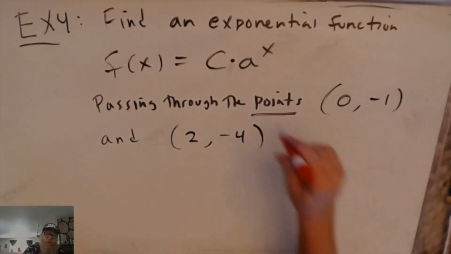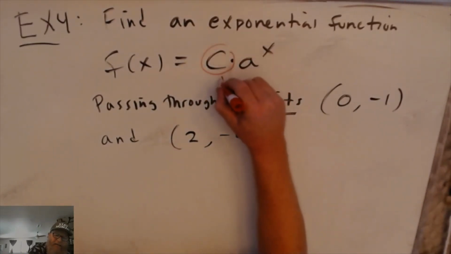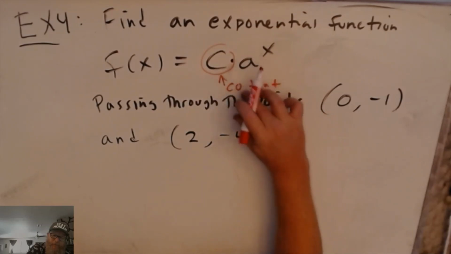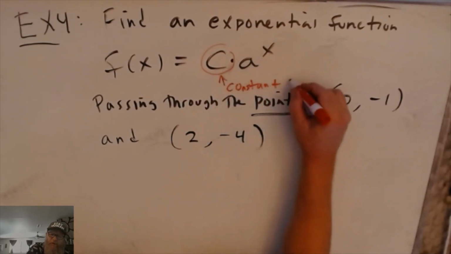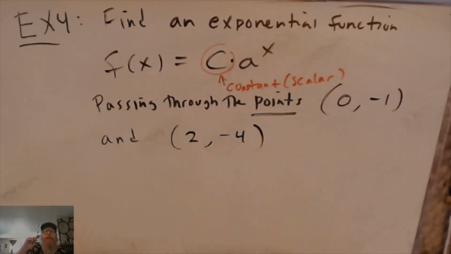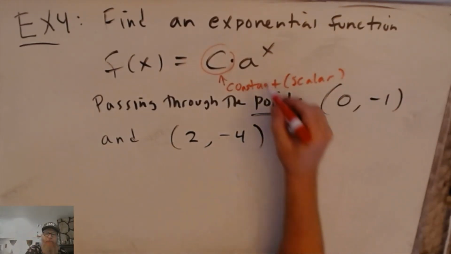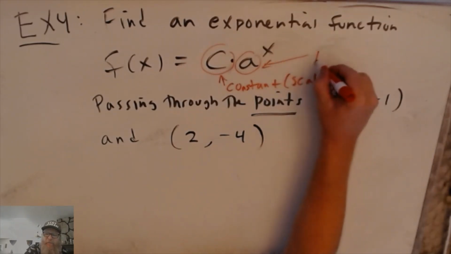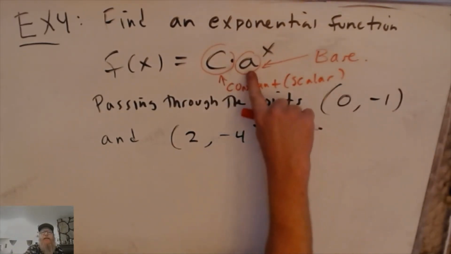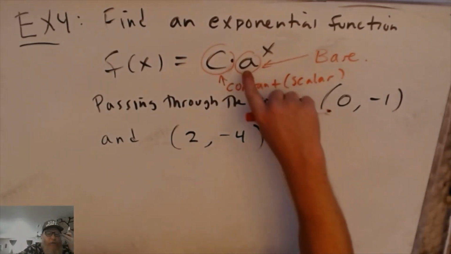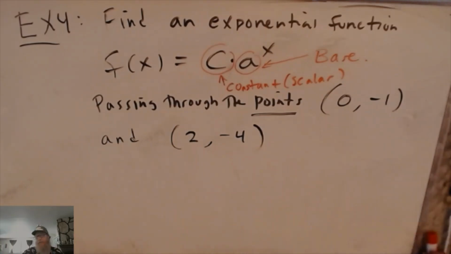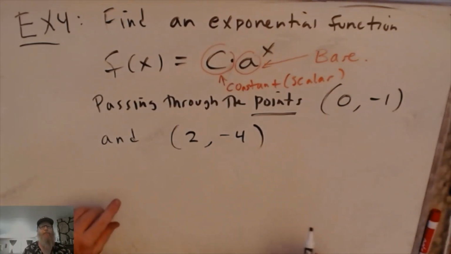Now we have two unknowns. We have c, called the constant, also known as the scalar. Remember, we learned about scalars in the last chapter. And then we have a, that's called the base. And again, some authors and some textbooks and some Google web pages that you might Google will use the letter b for base. Really doesn't matter.